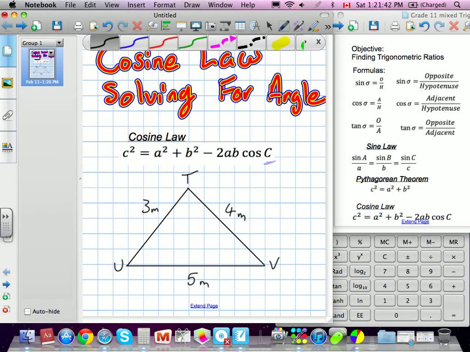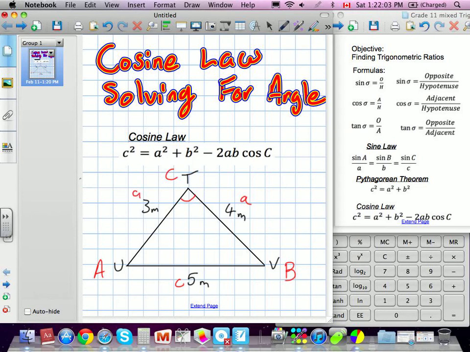So let's say they want us to look for angle T. We're going to rename this triangle. The only thing that's important is that I now call T my angle C and my opposite side C. The other two we can call A and B, so we'll just arbitrarily do that. That'll be A, and this will be B, just so it corresponds to our formula, right?